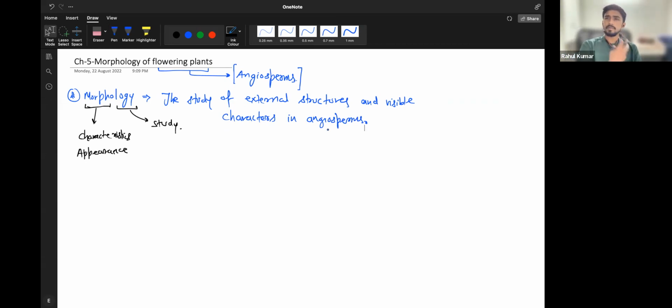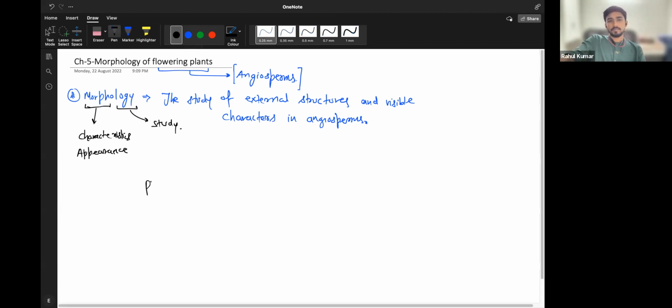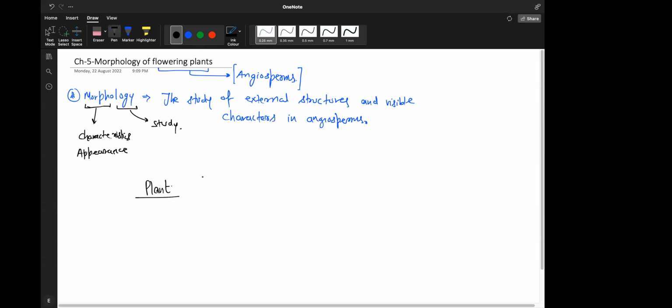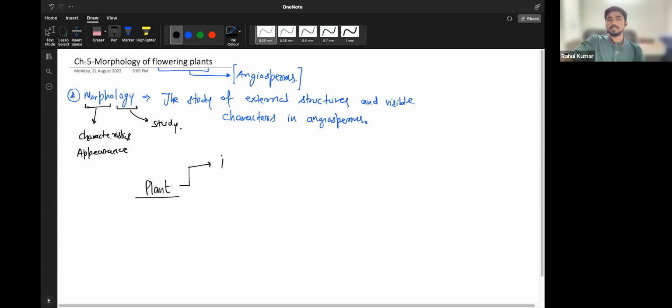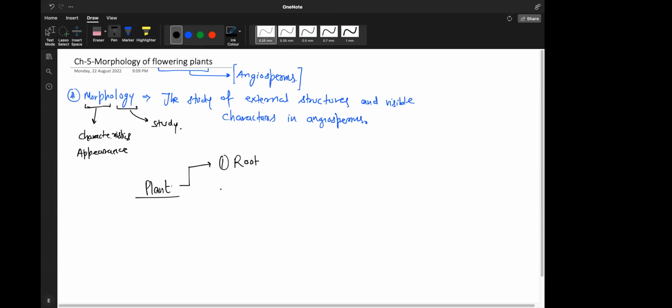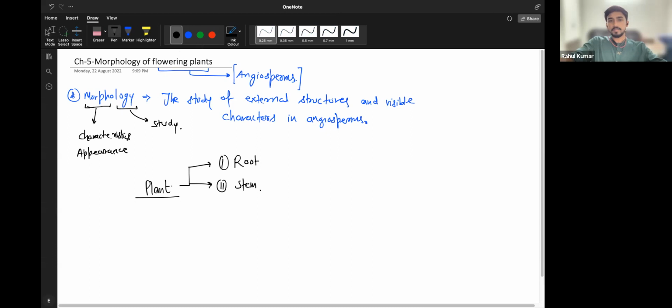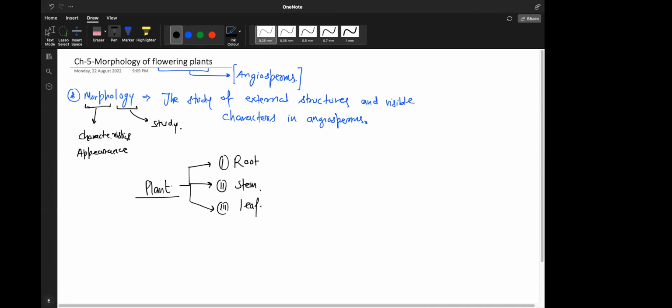Now tell me, what are the visible characters in a flowering plant? What are the characters that you can see? Root. First thing you can see is it starts from root. Plants have roots. Stem. It has a stem which we can see and distinguish, and leaf. Flower. Petals. They're a part of flowers.